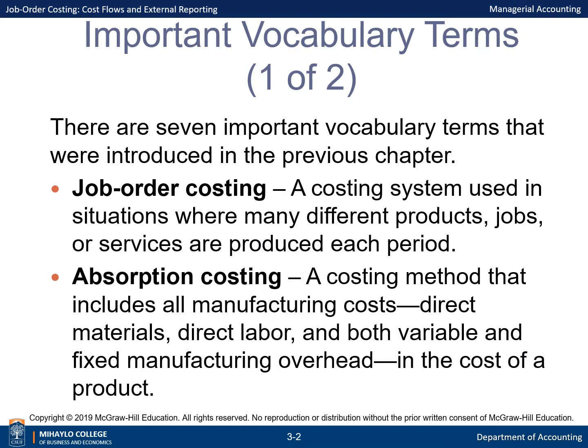Job order costing, a costing system used in situations where many different products, jobs, or services are produced each period. Absorption costing, a costing method that includes all manufacturing costs, direct materials, direct labor, and both variable and fixed manufacturing overhead in the cost of a product.